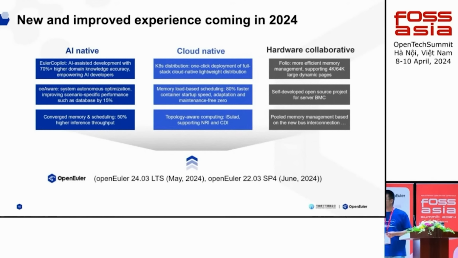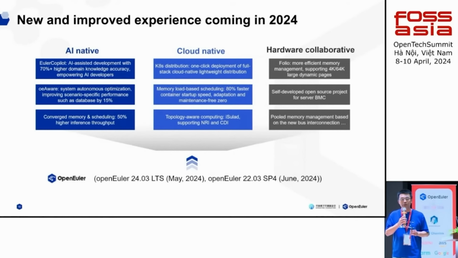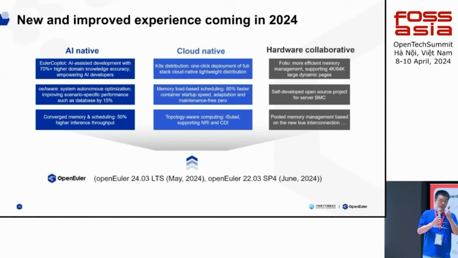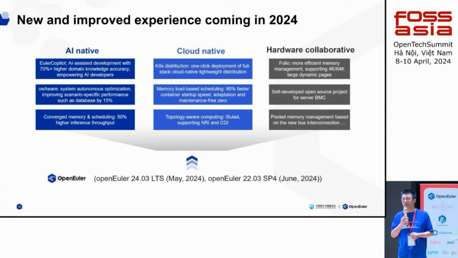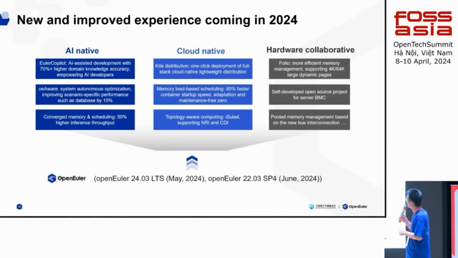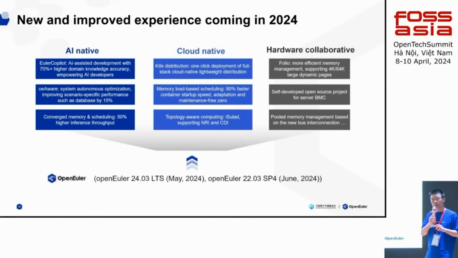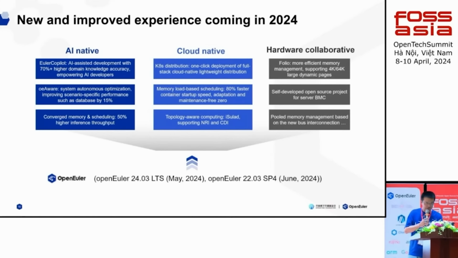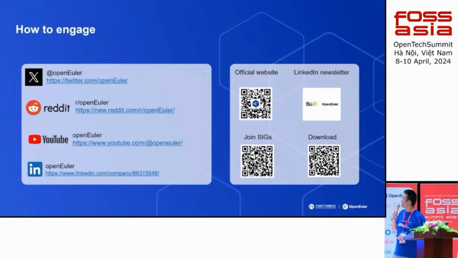Okay, so next month, we will release the new LTS version, the long-term support version, 24.03. It's a very important version for the next 4 years, and a lot of companies are involved, Intel, AMD, and a lot of international companies. We work together to make the release. The new release will focus on AI native, cloud native, and hardware collaboration. So if you want to get more details, you can go to the booth, and we have very detailed explanations.